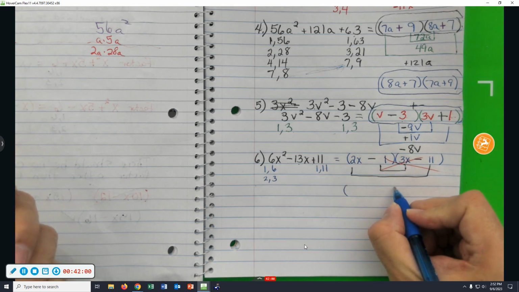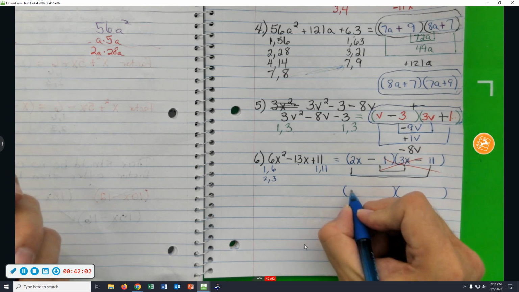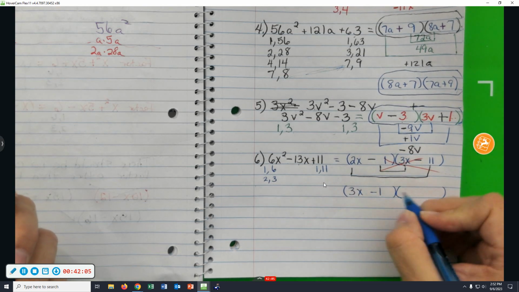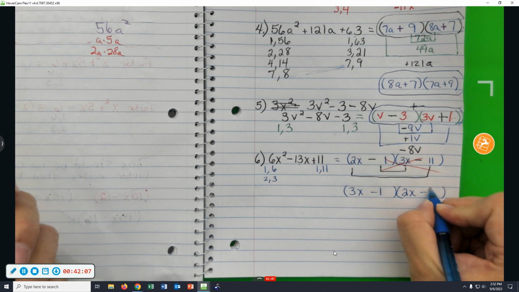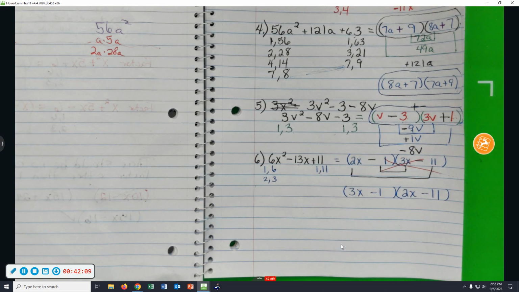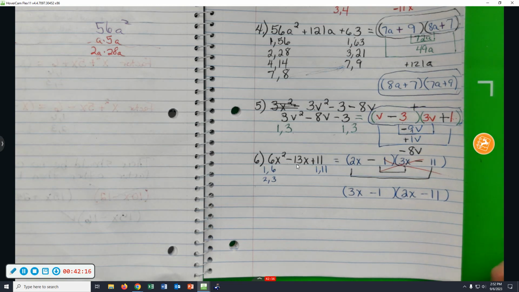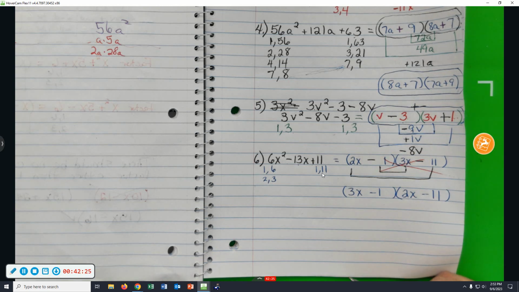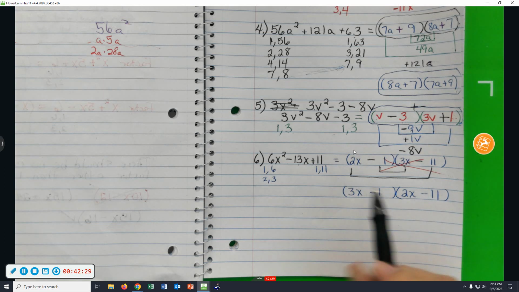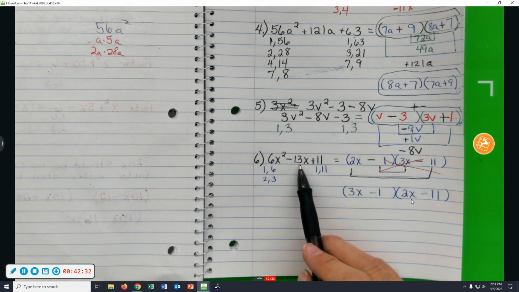Maybe it should be 3x minus 1 and 2x minus 11. Y'all see what he's doing? Y'all see why this method, this reverse FOIL, is frequently called trial and error? We tried something. It didn't give us the outer and inner, didn't give us the middle. So now we're trying something else. The 1 times 11, it's not like we have another option for 11. But for that 6x squared, we tried 2x and 3x. Now we tried 3x and 2x.